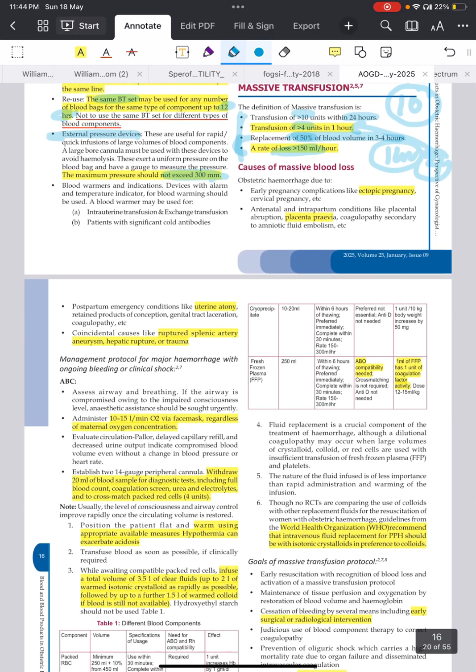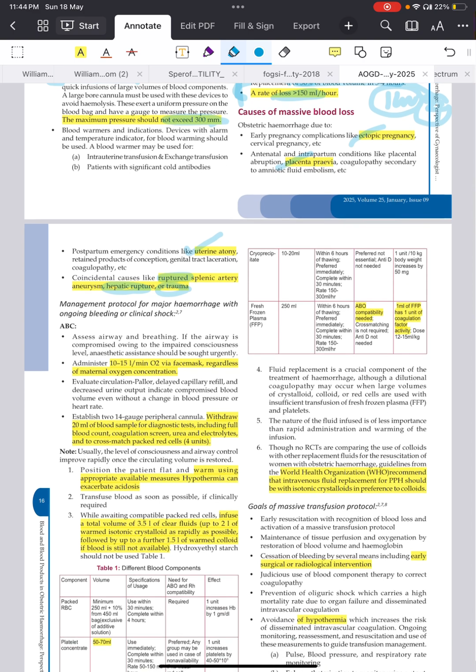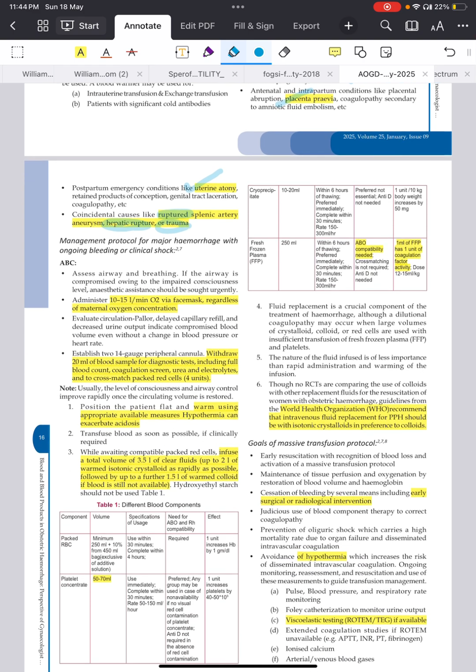Remember in your practice where you can find massive blood loss: ectopic pregnancy, placenta previa. Other conditions are also there, but you remember these things: ectopic pregnancy, placenta previa, uterine causes, PPH, or other non-obstetric causes like ruptured splenic artery, hepatic trauma, and other traumas. Okay, so what do you do if a person comes with massive blood loss or major hemorrhage?